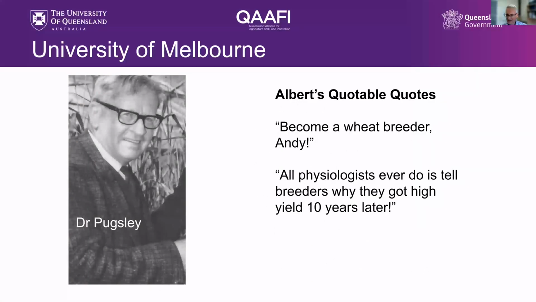There were some quotable quotes from Albert. One of them was, "Become a wheat breeder, Andy." And he said that to me on more than one occasion. He wasn't very impressed that I wanted to be a physiologist. And then one day he says this to me, "All physiologists ever do is tell breeders why they got high yield 10 years later."